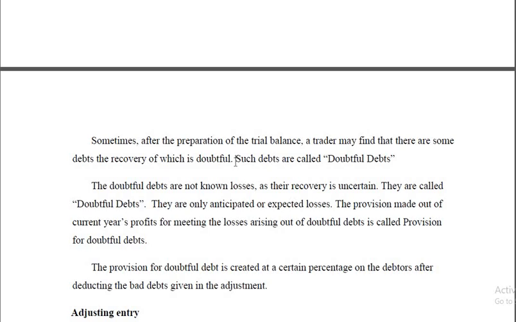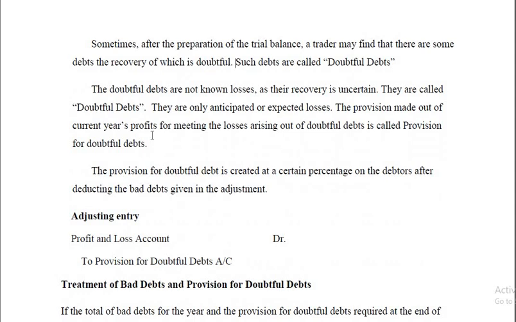Therefore, in the current year only, you have to make a provision for that, and that is called provision for doubtful debts. Sometimes it is also called reserve for doubtful debts. Actually, more appropriate terminology is provision rather than reserve, because it is not an appropriation, rather it's a charge.